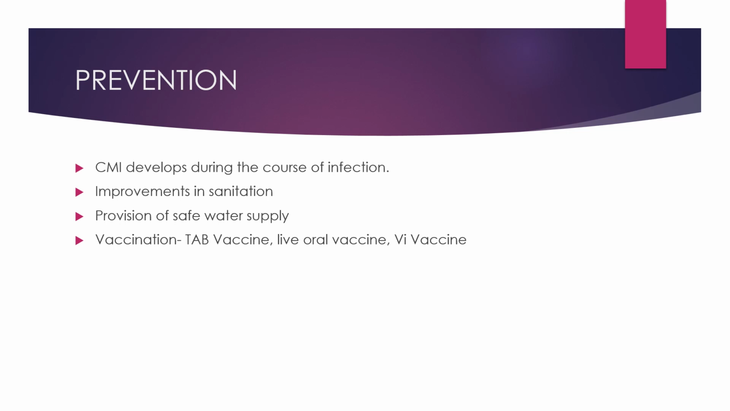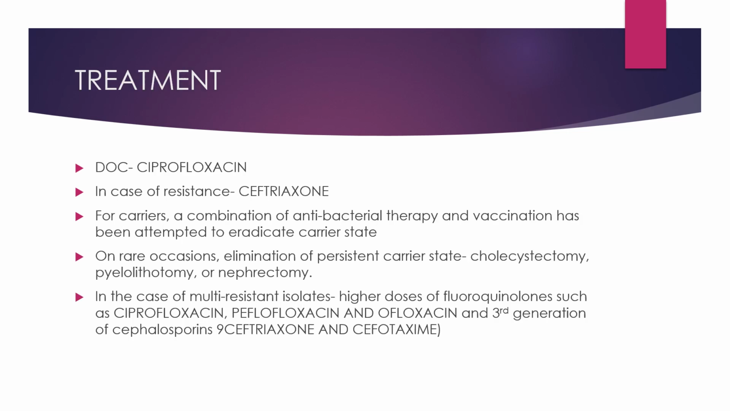And the next one is the Vi vaccine. This is given as a single subcutaneous or intramuscular injection, and it has minimal local reaction. We also need to notice one thing, that oral and the Vi vaccines are recommended for those over 5 years of age.